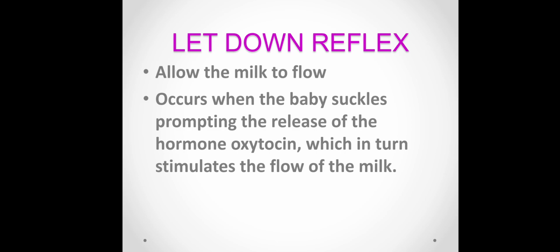So, we have what we call the letdown reflex, which allows the milk to flow. It occurs when the baby sucks, prompting the release of the hormone oxytocin, which in turn stimulates the flow of the milk. Again, oxytocin is a hormone that helps with uterine contraction and also with milk secretion or release of milk. Our prolactin is for milk production.